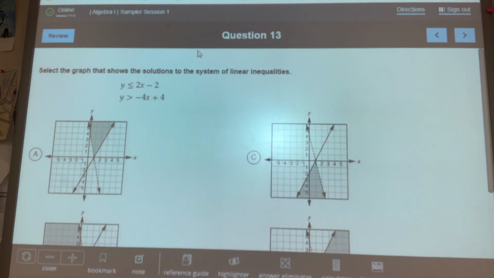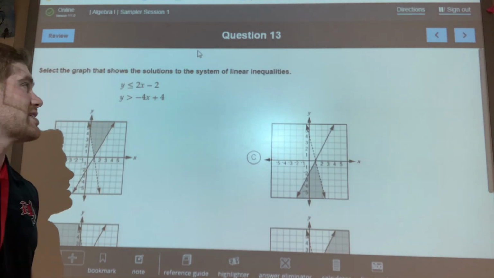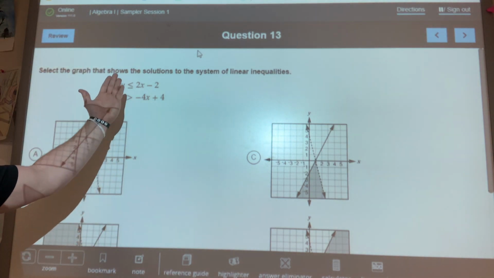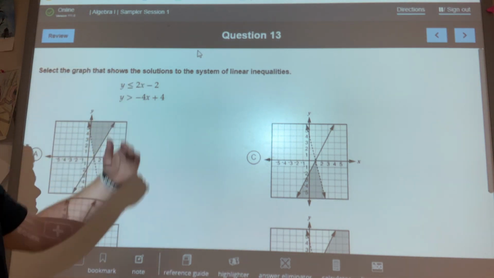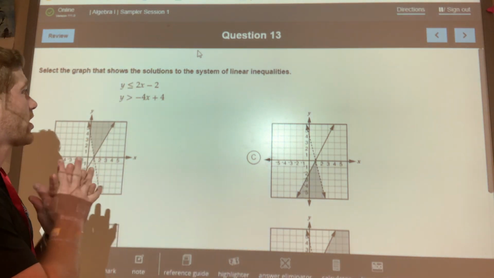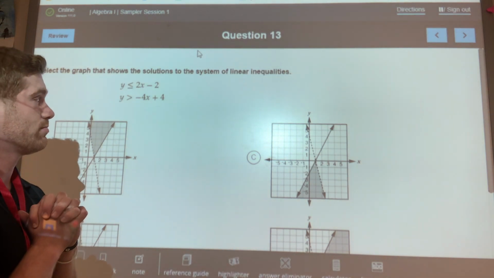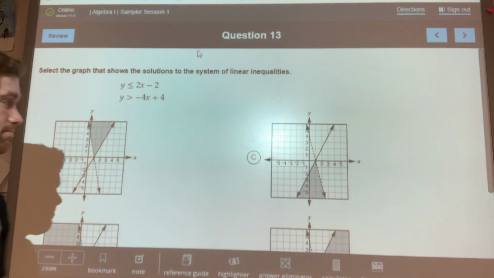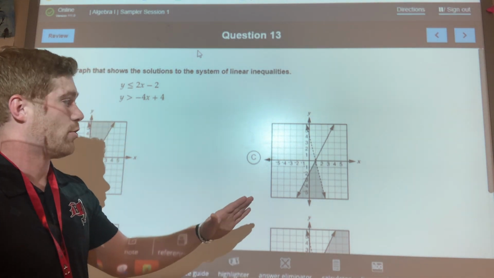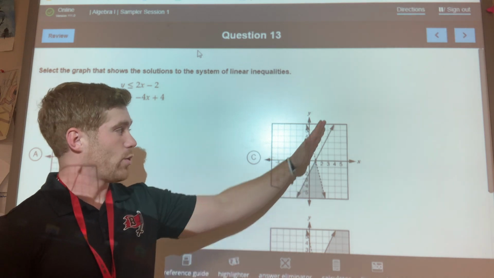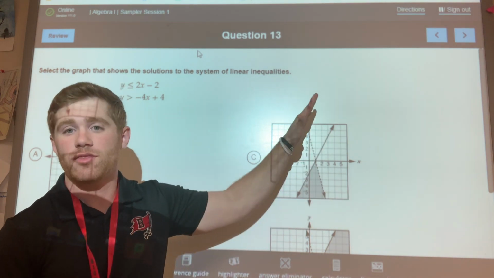It says select the graph that shows the solution to the system of linear inequalities. Okay, so if we look at this one, it says y is less than or equal to 2x minus 2. So let's think about that. We need a line that crosses at negative 2. Okay, and the slope is up 2 over 1. And it's going to be below. So on the graph, this is the correct line here. So it's going to be shaded below the line.